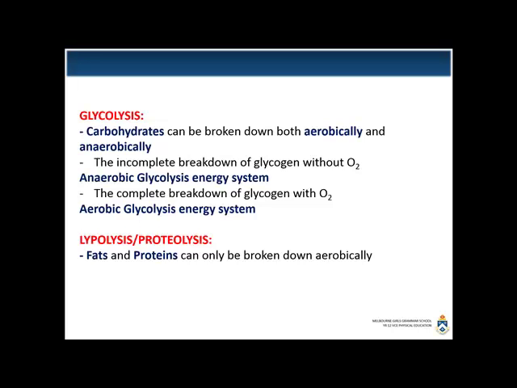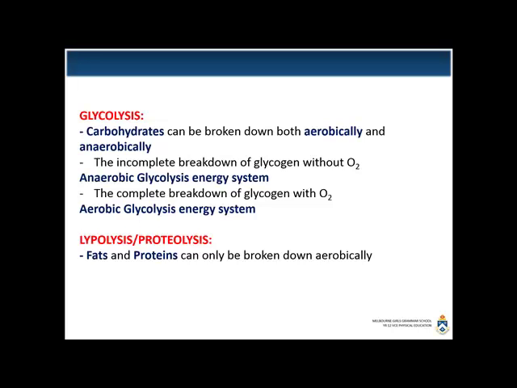The process of glycolysis is the breakdown of glycogen, and glycogen, or the food fuel carbohydrates, can be broken down aerobically and anaerobically. These two terms are really important for your glossary of terms. The incomplete breakdown of glycogen without oxygen is anaerobic, and the complete breakdown of glycogen with oxygen is aerobic.